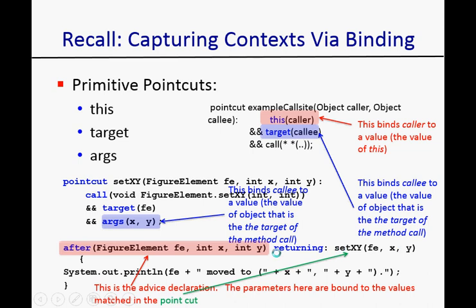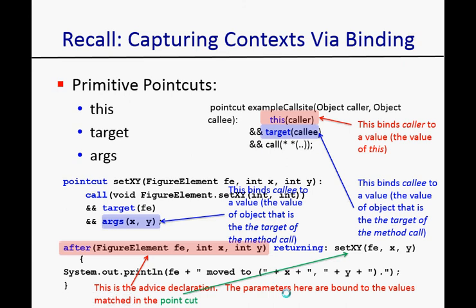So this setXY is the name of the pointcut that's defined here. And now we're saying after this pointcut, right? So after returning from this, we bind these values. We're matching this pointcut, getting the values for FE, x, and y. There's a match, and then those are being used in this code. So we print out that FE was moved to this location. x, y, and FE were matched from this case where we actually called setXY, okay?